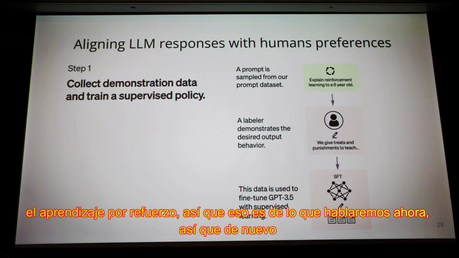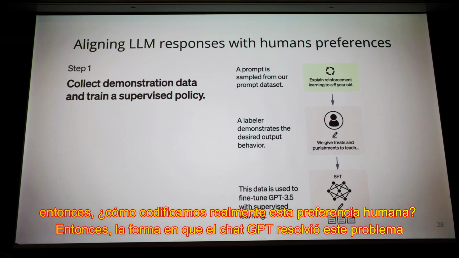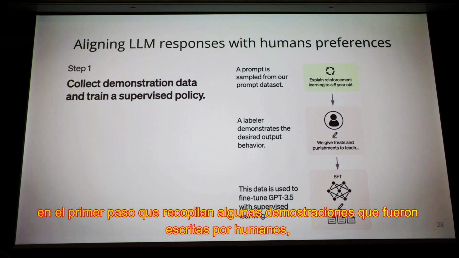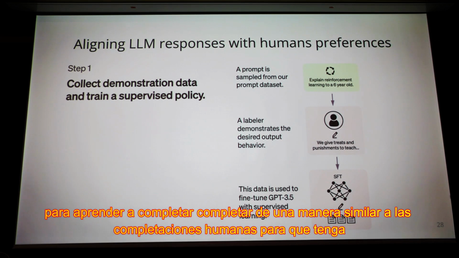So again, just to summarize, the high-level problem is there are multiple correct answers when you're doing this next word prediction. So how do we actually encode this human preference? The way ChatGPT went about solving this issue is called reinforcement learning with human feedback. In the first step, they collect some demonstrations that were written by humans. They gave these prompts to humans instead of ChatGPT, and they got multiple completions. And they used a model to learn how to complete in a way which is similar to the human completions.